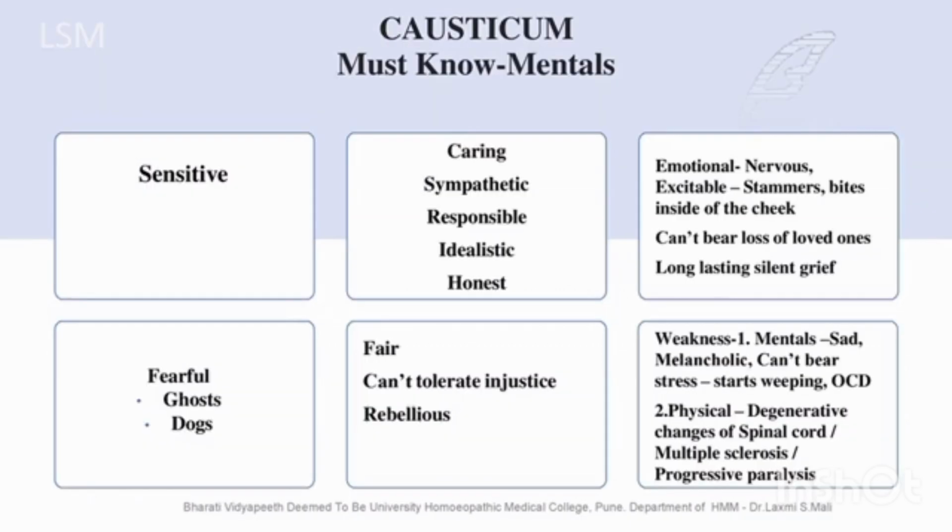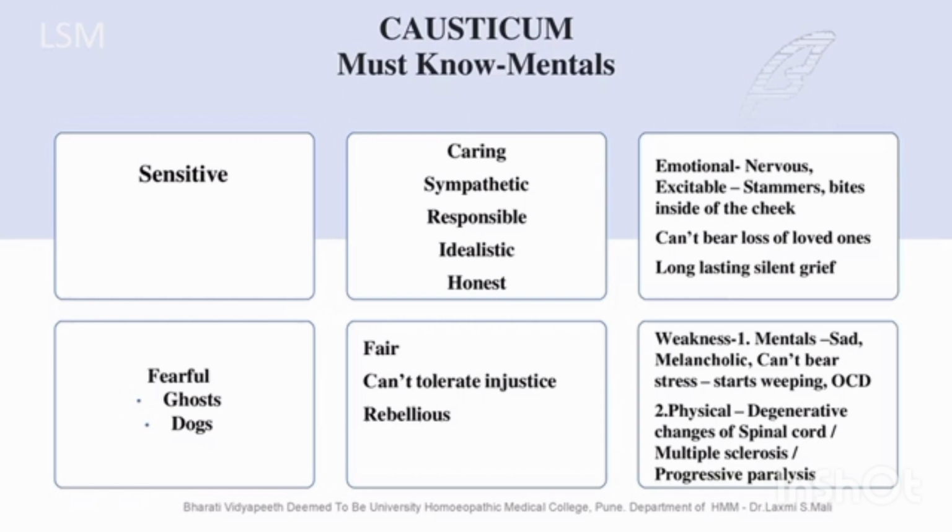Causticum has great mental symptoms. Causticum is sensitive in nature. This sensitive nature of causticum makes him caring, sympathetic, responsible, idealistic, and honest individuals. They are emotionally nervous. When they get excited, they often stammer or bite the inside of the cheek. They can't bear the loss of loved ones.